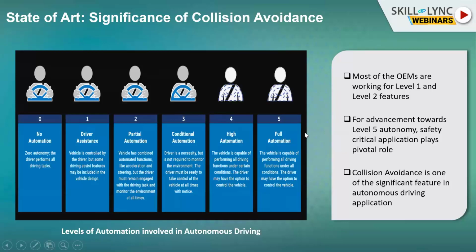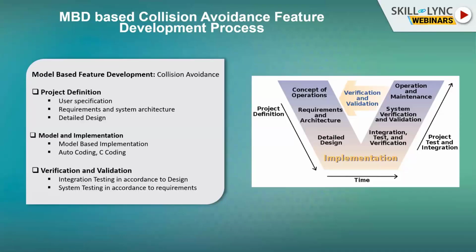Moving towards L4 and L5, the driver will not be hands-on to the steering wheel. There will be high automation in L4, and L5 is a fully autonomous vehicle. Currently, most of the OEMs are working on L1 and L2 features. For advancement towards autonomy and safety critical applications, collision avoidance plays a very major role in the entire autonomous driving application.